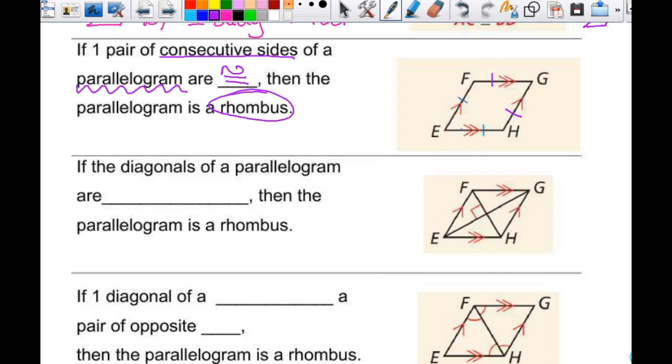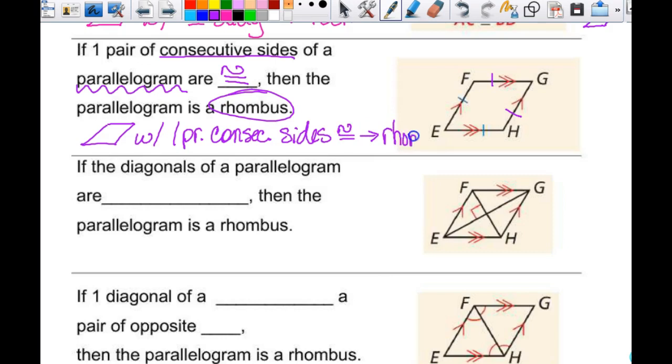There's your rhombus. Okay? So a parallelogram with one pair of consecutive sides congruent, then it is a rhombus. Everybody okay with that?